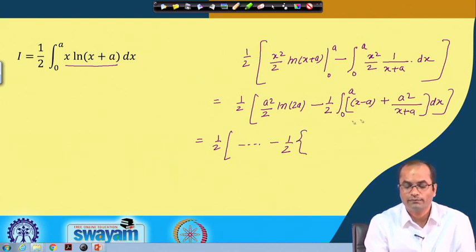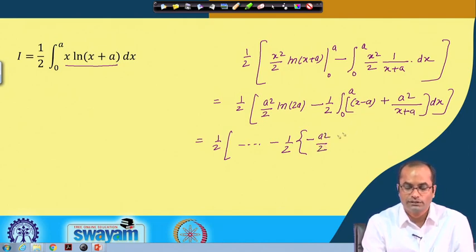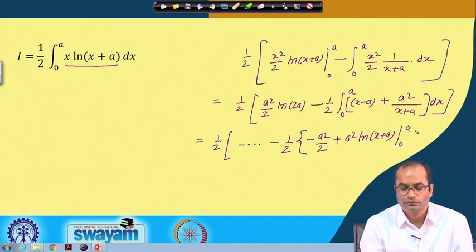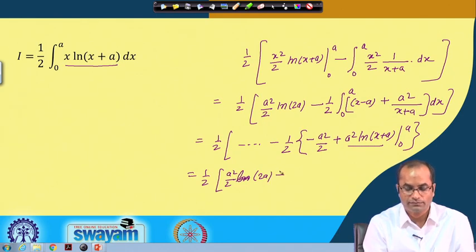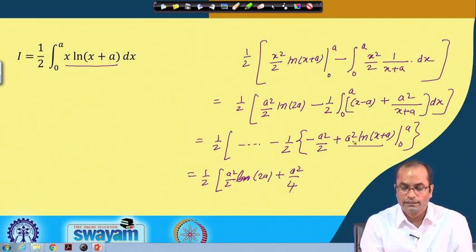So we have half this first term, then minus this half, and then we can integrate this now. So (x - a) squared by 2, and the upper limit will give 0 and the lower limit will give minus a squared by 2. So here we have the a squared, and this will be ln(x + a), with the limit from 0 to a for this part. So what do we get? Half the first term, which is a squared by 2 and ln 2a, and we have minus minus plus a squared by 4 here, and then here a squared with minus half term, a squared and ln 2a and then 0. So this will be plus half and then a squared and ln a.